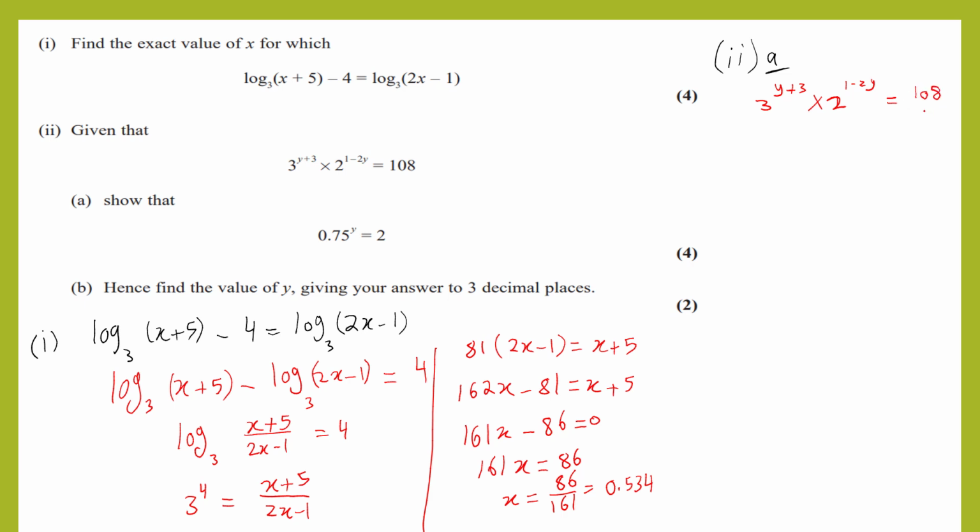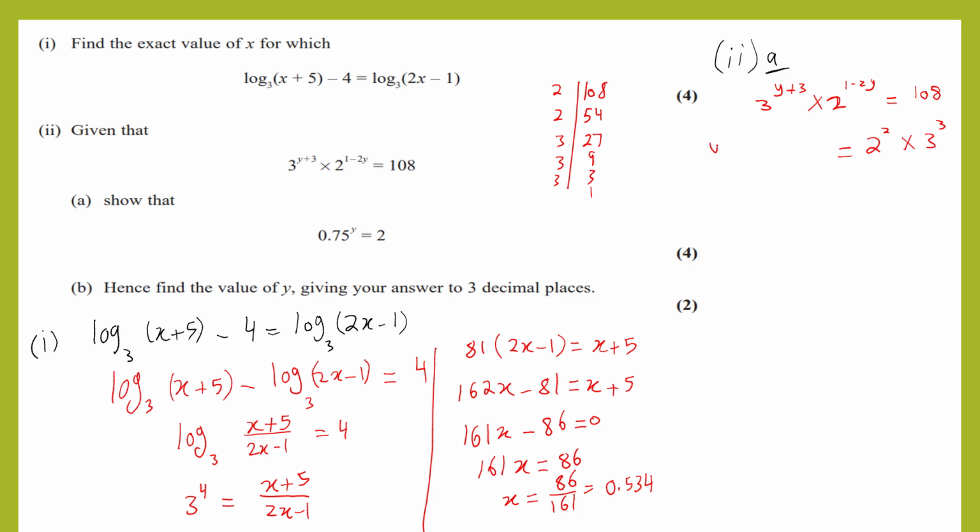108 must be factorized to be written in the form 2 to the power of something multiplied by 3 to the power of something. So we can use prime factorization. 108 divided by 2 is 54. Divided by 2 is 27. Divided by 3 is 9. 9 divided by 3 is 3. 3 divided by 3 is 1. So 108 can be split as 2 squared multiplied by 3 cubed.